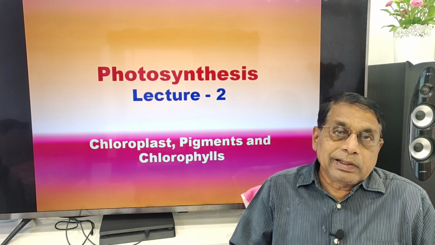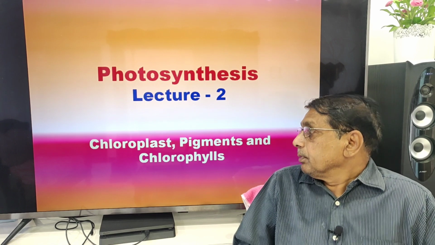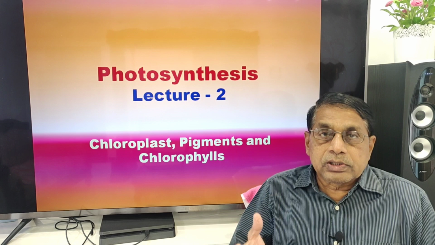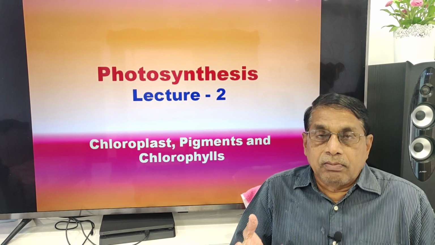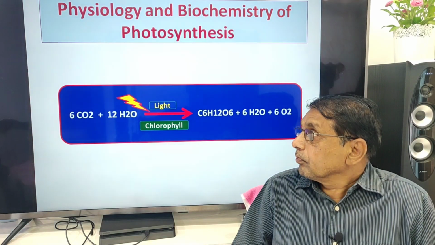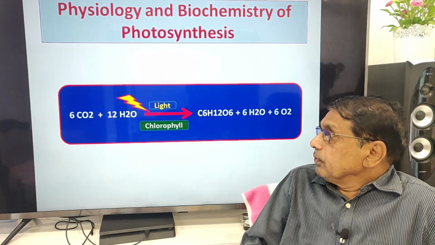As I told you earlier, the leaf, especially the chloroplast, the pigments, the chlorophyll molecules are very important. They serve almost as the platform for photosynthetic reactions. Now, physiology and biochemistry of photosynthesis.